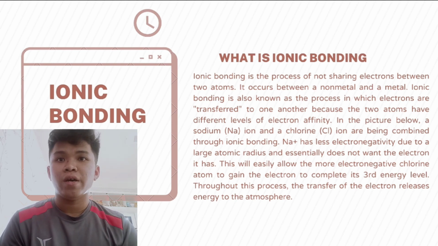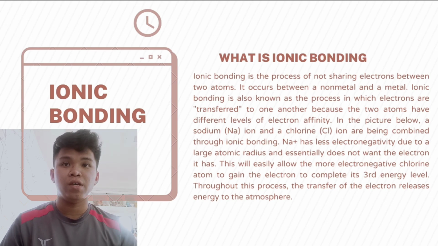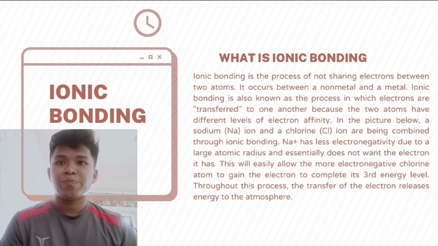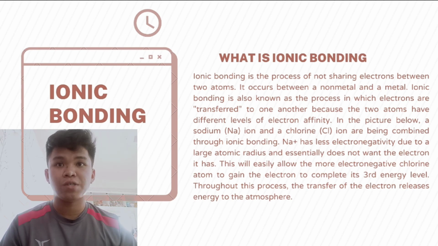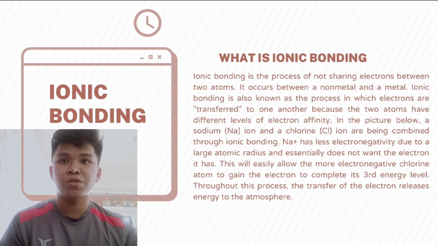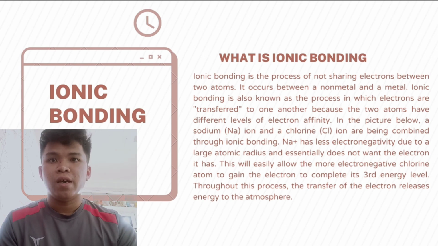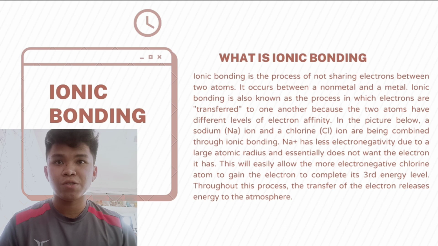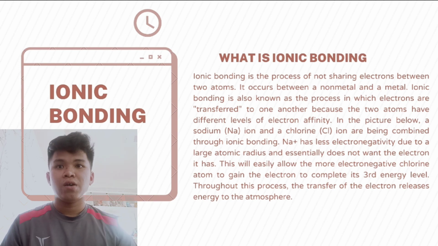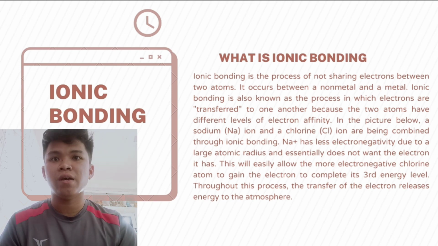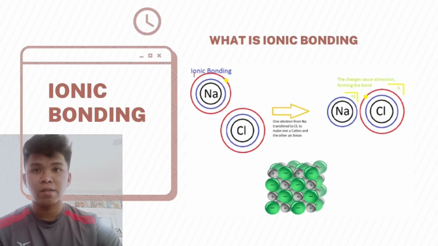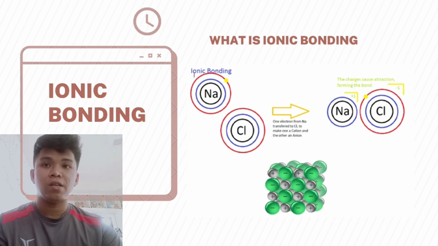In the picture below, a sodium Na ion and a chlorine Cl ion are being combined through ionic bonding. Na has less electronegativity due to a large atomic radius and essentially does not want the electron it has. This will easily allow the more electronegative chlorine atom to gain the electron to complete its third energy level. Throughout the process, the transfer of the electron releases energy to the atmosphere. So, this is the ionic bonding mentioned earlier. This is the example of sodium and chlorine.